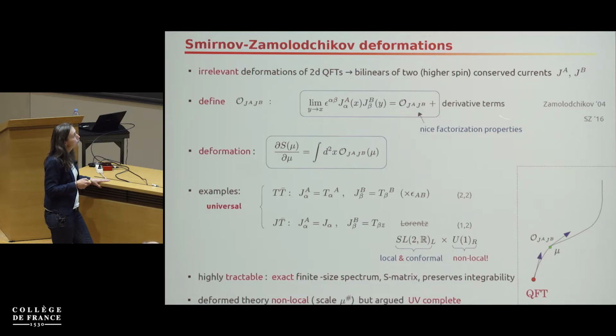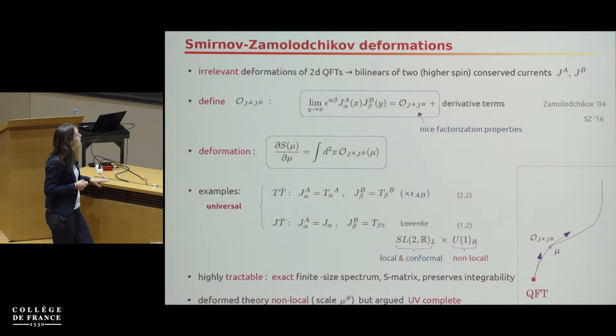So in principle, you can do this with any two currents. There are a couple of examples that are universal, and they've been very much studied in the literature. The first of them is the TT bar deformation, where you take the currents to correspond to components of the stress tensor, and then you make it Lorentz invariant by antisymmetrizing.